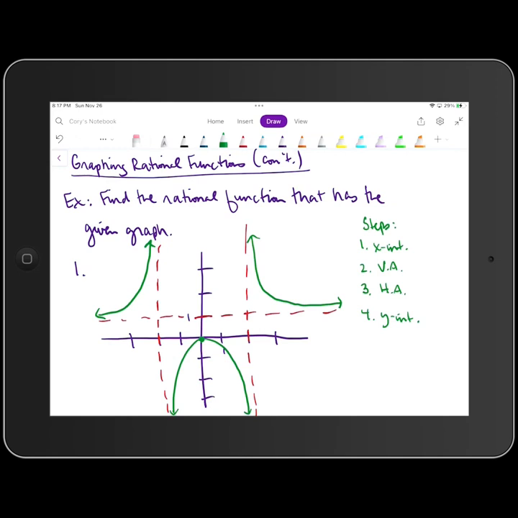So for this first example, the directions say to find the rational function that has the given graph. And we have the graph below right there. Okay, now when it comes to constructing the rational function that has this graph, there's a specific order that I want you to construct this rational function in. So the steps that we're going to use to construct the rational function are over here to the right.